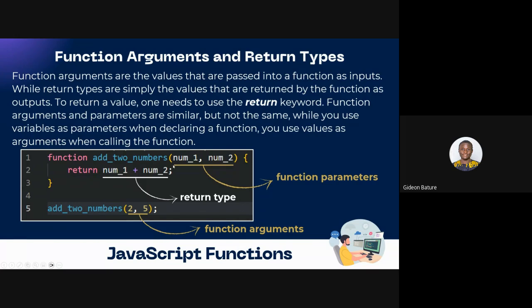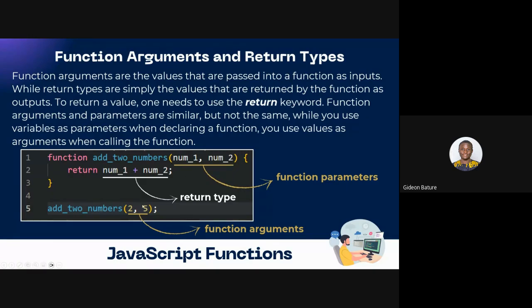So depending on what you are returning, for instance, if I'm putting in a number here, it means what I should be expecting here should be a number. So the return type becomes a number. If I'm passing in a string here and returning it, it means what I'm expecting here should be a string. And like that.